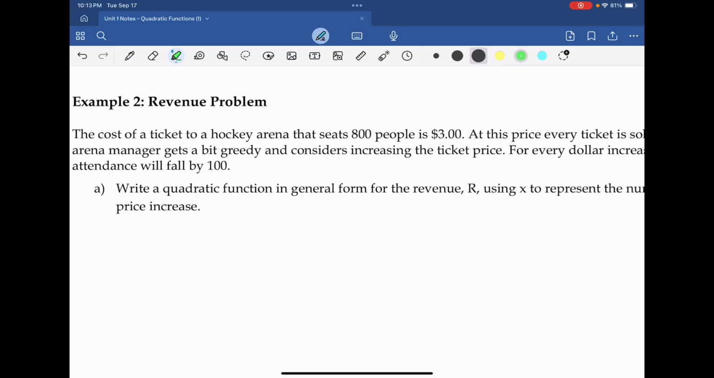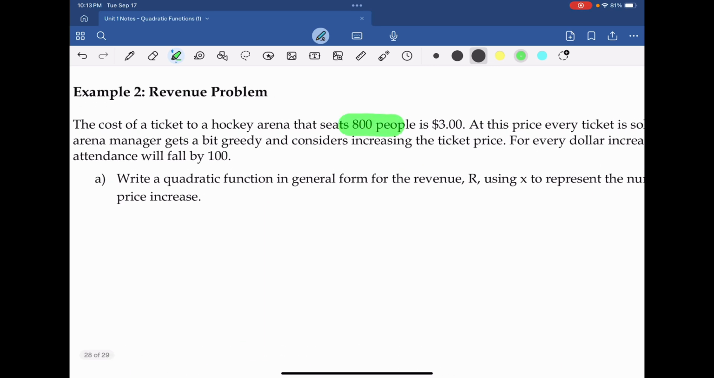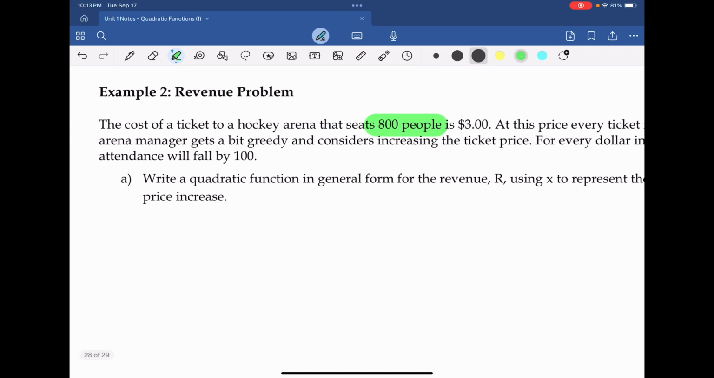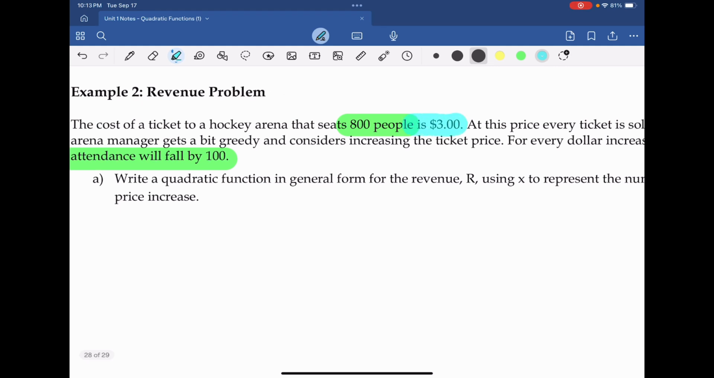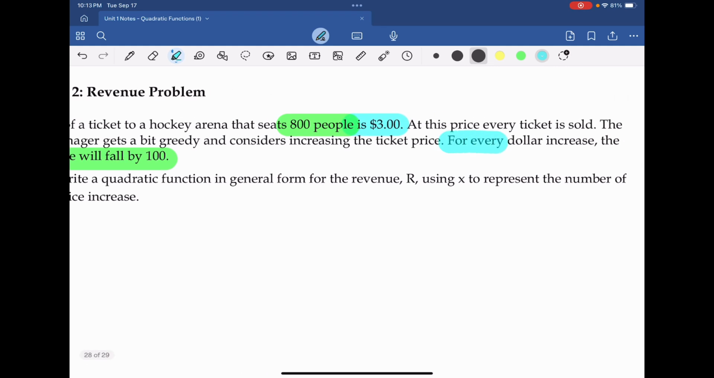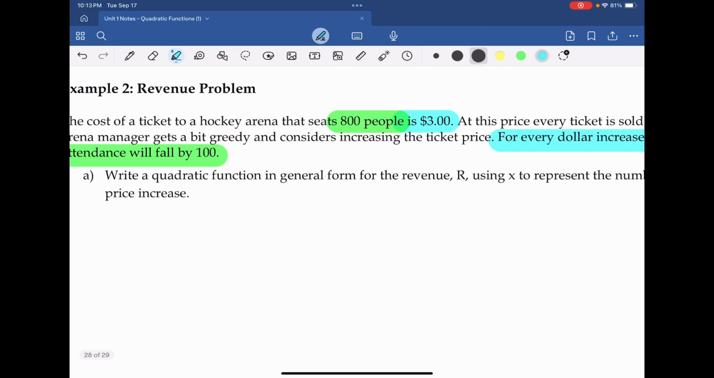What I would like you to do is with one of your highlighters, let's highlight everything related to the people. There's originally 800 people, but they say attendance will fall by 100. Pair these two things together. The other two things I want you to pair together using a different color are the price. It starts at $3, but for every dollar increase, we see this decrease in attendance. Write the quadratic function in terms of R, or the revenue, where X is the number of price increases here. So they actually tell us what our X represents.